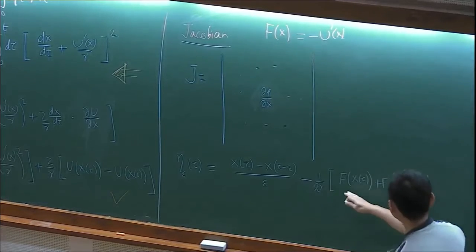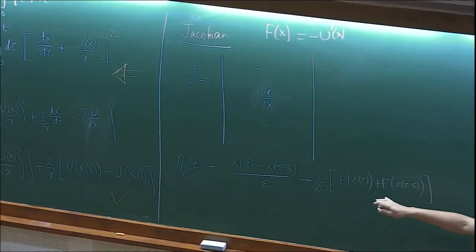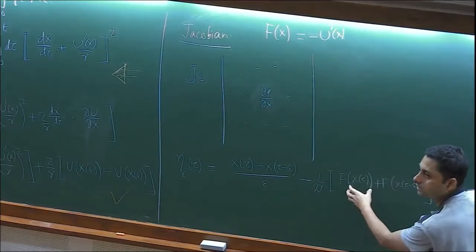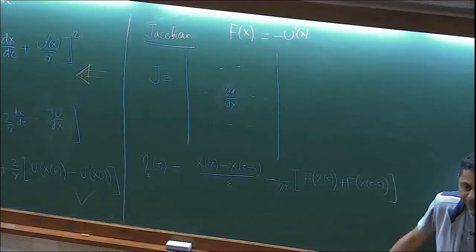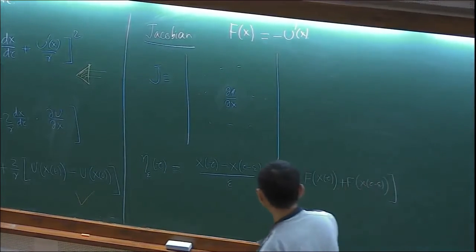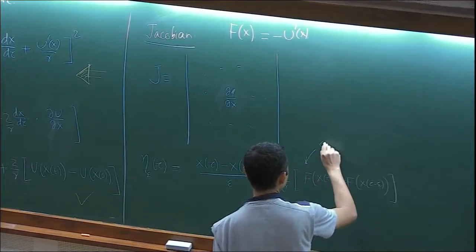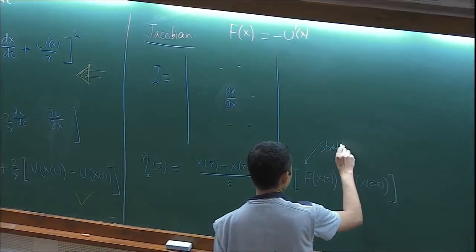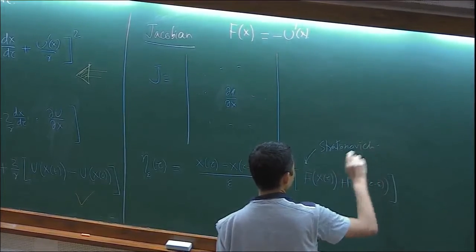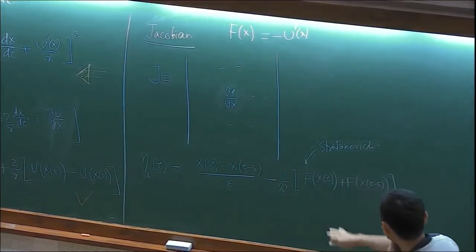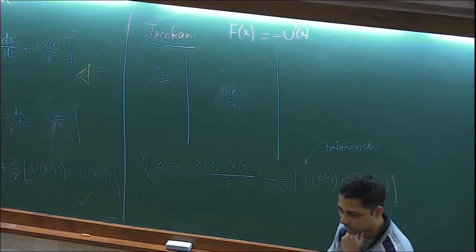Okay, so this is what you are going to do. Taking this sum of these forces instead of taking only one of them is called the Stratonovich convention. Okay. So now given this, I can find out the elements of this matrix.